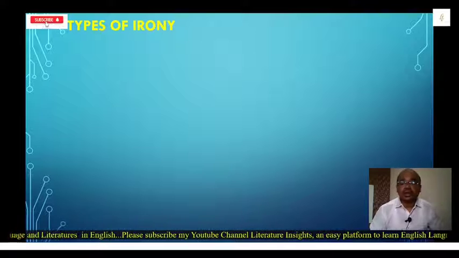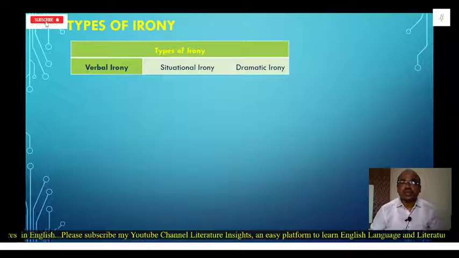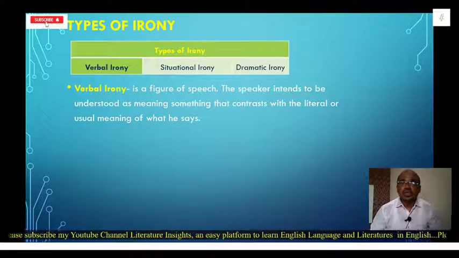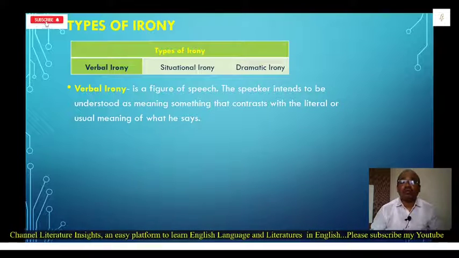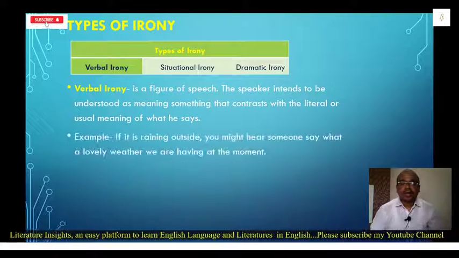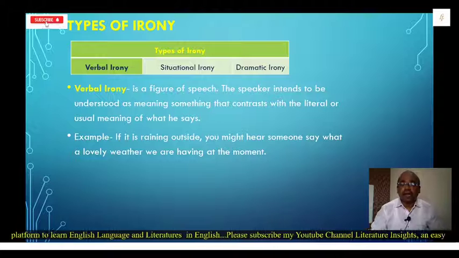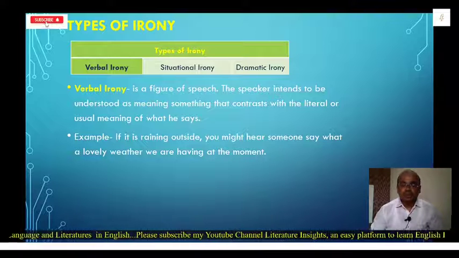Then types of irony. So here are three major types of irony: verbal irony, situational irony, and dramatic irony. Verbal irony is a figure of speech where the speaker intends to be understood as meaning something that contrasts with the literal or usual meaning of what he says. Example, if it is raining outside, you might hear someone say, "What lovely weather we are having at the moment." In this sentence, we see an expression which is contradictory or opposite in meaning.